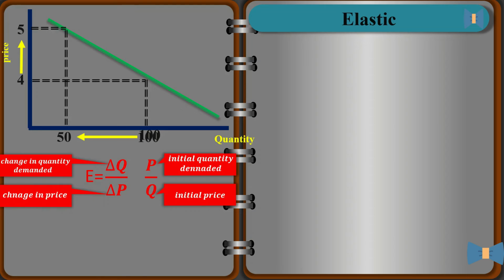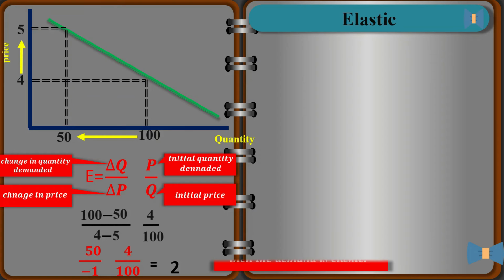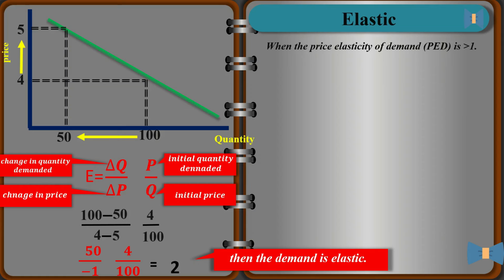So by calculating this equation, the change in quantity demanded divided by the initial quantity, over the change in price divided by the initial price, we get 2. That means the elasticity is 2. So it is greater than 1, and because it is greater than 1, here minus 2, the demand is relatively elastic.